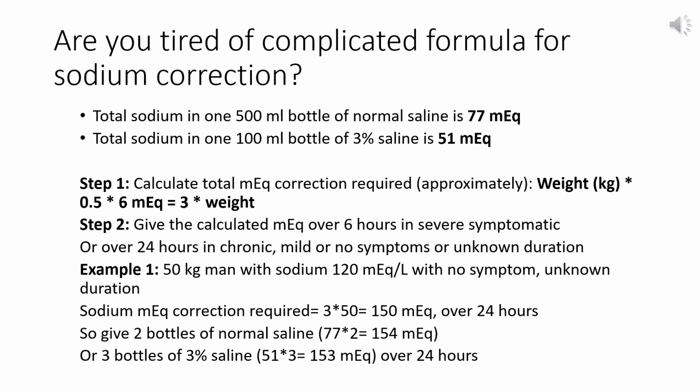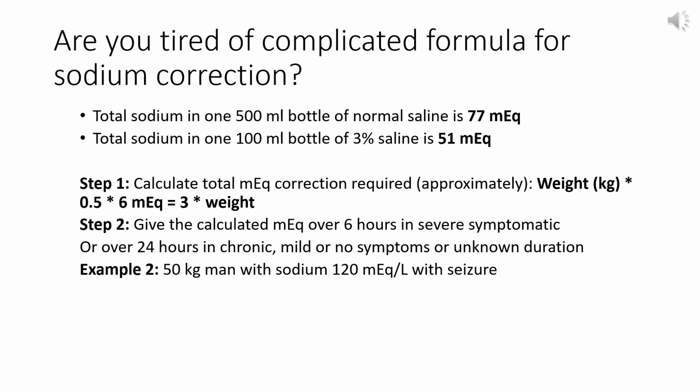If you want to give normal saline, you need to give 2 bottles, or if you want to give 3% saline, you will need 3 bottles to have about 150 milliequivalents of sodium. So you have to give either 1 liter of normal saline or 300 milliliters of 3% saline over 24 hours period. Now next example, a 50-kilogram man with serum sodium of 120 and has seizure.